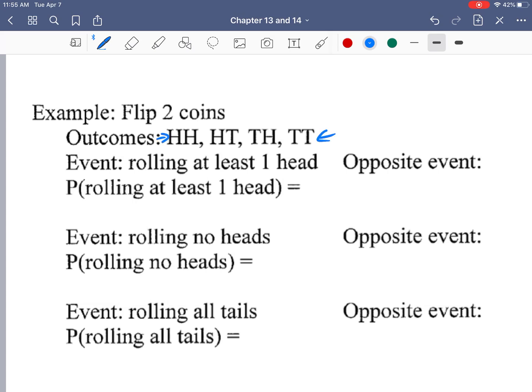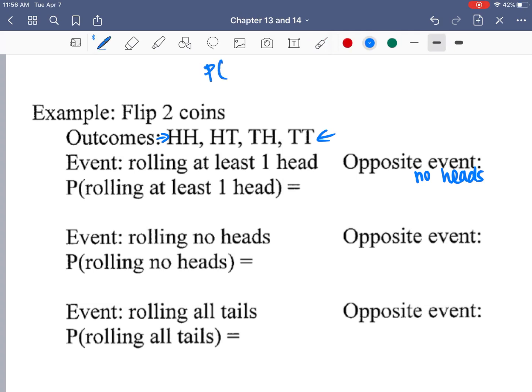Okay, so when you flip 2 coins, these are your 4 possible outcomes. The first coin can land on heads, second coin can land on heads. First coin can land on heads, second coin can land on tails. First coin can land on tails, second coin can land on heads. First coin can land on tails, second coin can land on tails. So I want to know the probability of rolling at least one head. Well, the opposite of that is rolling no heads.